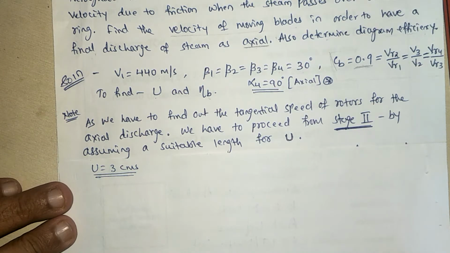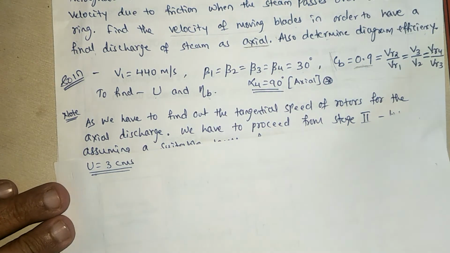Okay, so now I am going to draw the velocity triangle from stage 2. From stage 2 I am going to start drawing the velocity triangle. Place the paper in landscape mode, so that you can easily draw the velocity triangle properly. First you have to draw one horizontal line here.